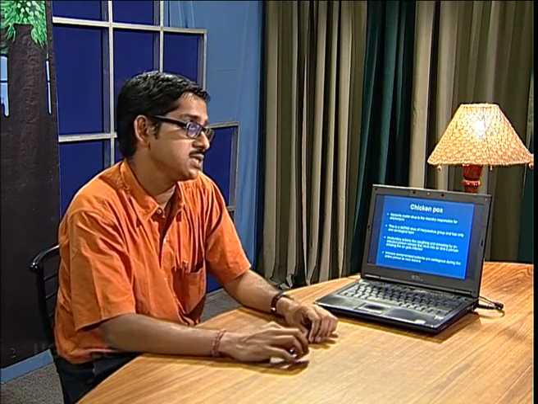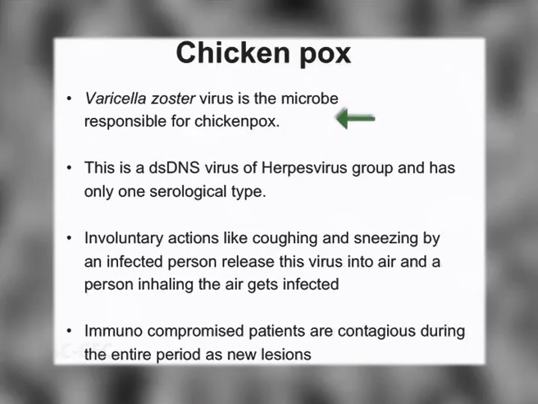Another important disease is chickenpox, and chickenpox is widespread even in India as well as in the developed countries. The microbe responsible is the varicella zoster virus. Unlike what we have discussed till now, this is a double-stranded DNA virus of the herpes virus group and has only one serological subtype.